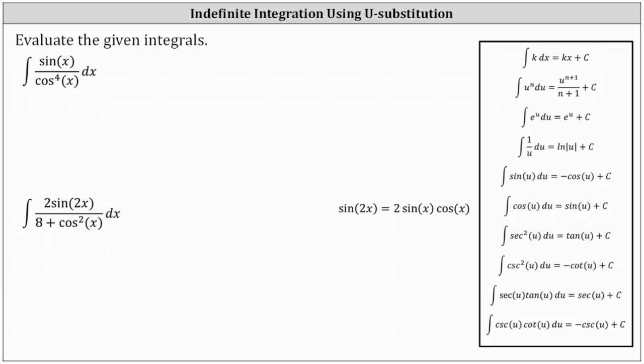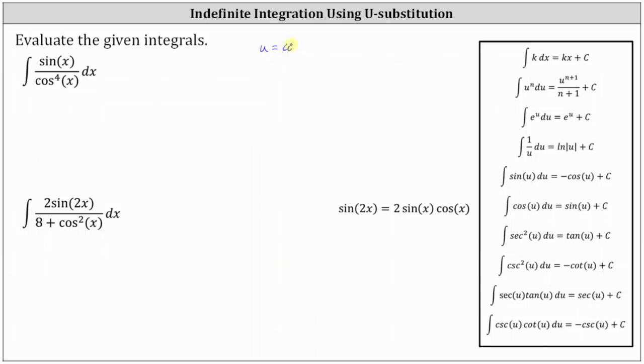This lesson will provide 2 examples on how to evaluate indefinite integrals using the method of U-substitution. Looking at our first integral, we have the integral of sine x divided by cosine to the 4th x dx. Because we have cosine x raised to the 4th power in the denominator, we will let u equal cosine x, and therefore differential u will resemble the numerator of sine x.